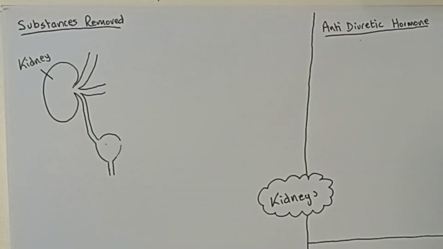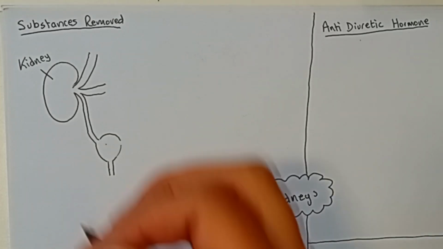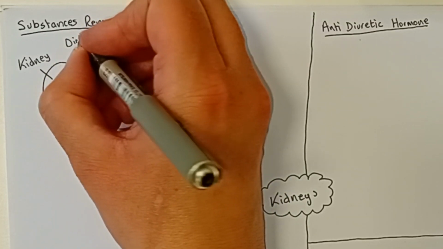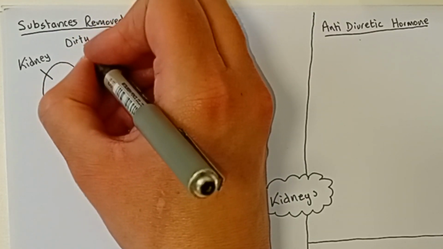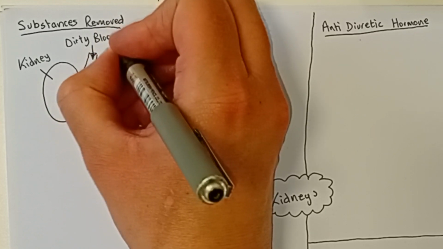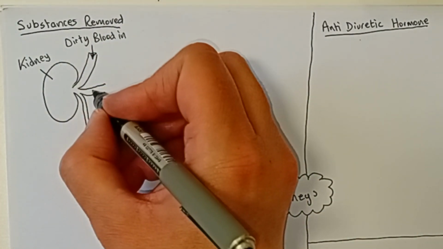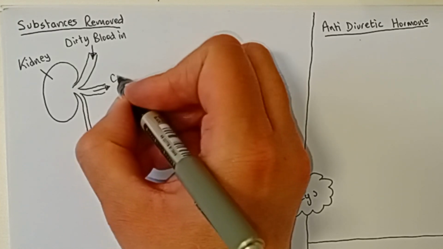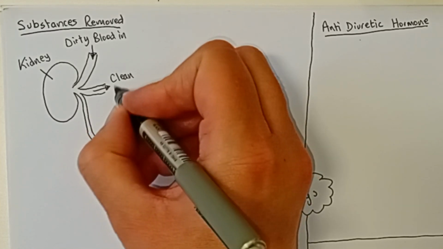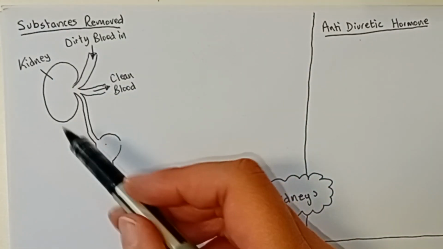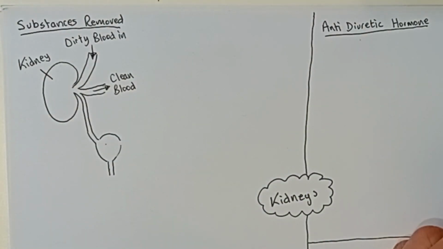They have an incredibly rich blood supply, and that's because it's their job to filter the blood. So dirty blood goes in, and I'll tell you what I mean by that in a minute. And it's filtered and cleaned, and the clean blood comes out. So you've got an artery going in and a vein going out.